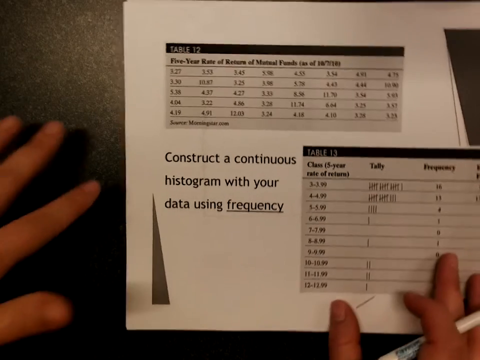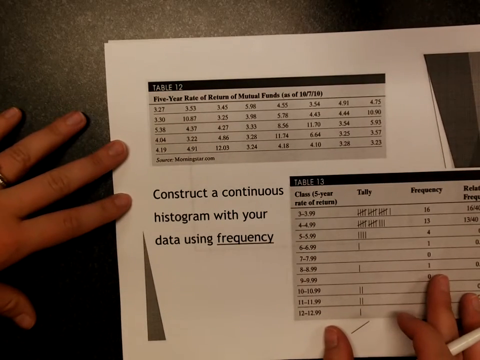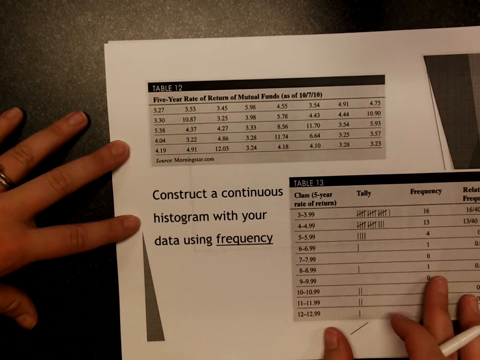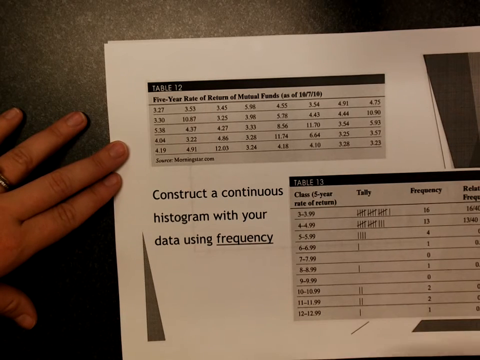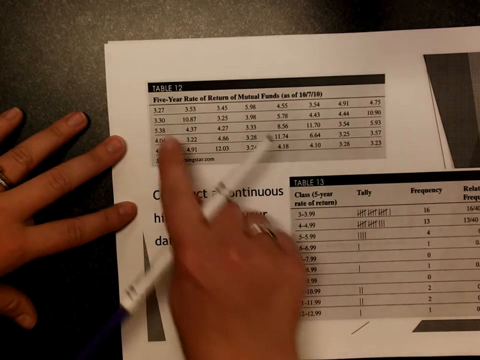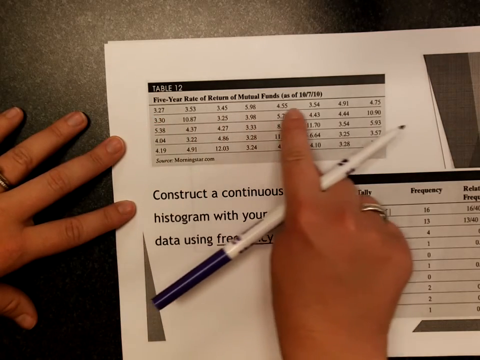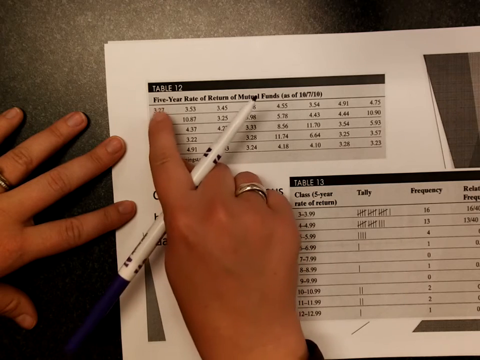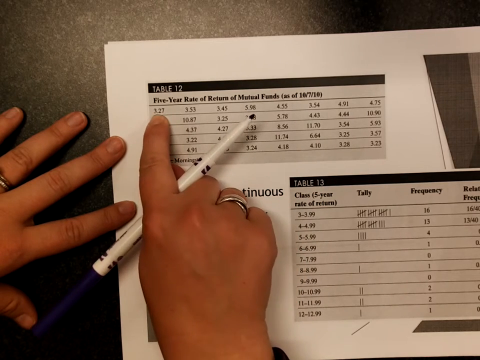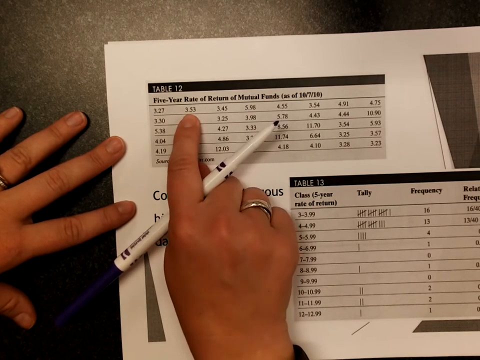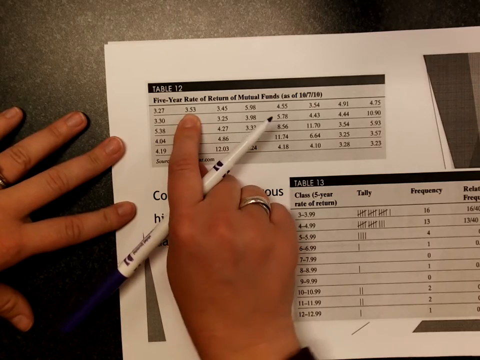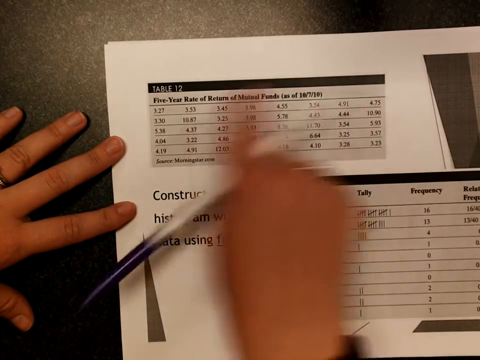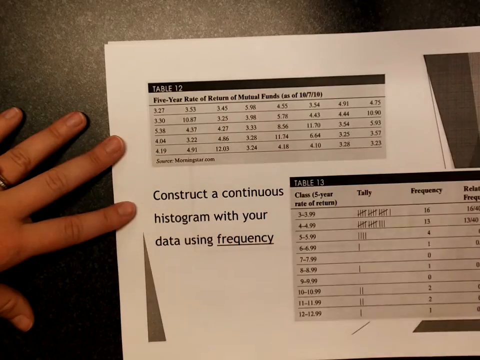So this is a different set of data. It's a 5-year rate of return of mutual funds. So these are all percentages of how much you're getting back on your return. And you notice there's all kinds of different decimals. They're all over the place. We can't count how many 3.27s because that's the only one. We can't count how many 3.53s because that's the only one. So each one's unique. And they all take on an infinite amount of values.